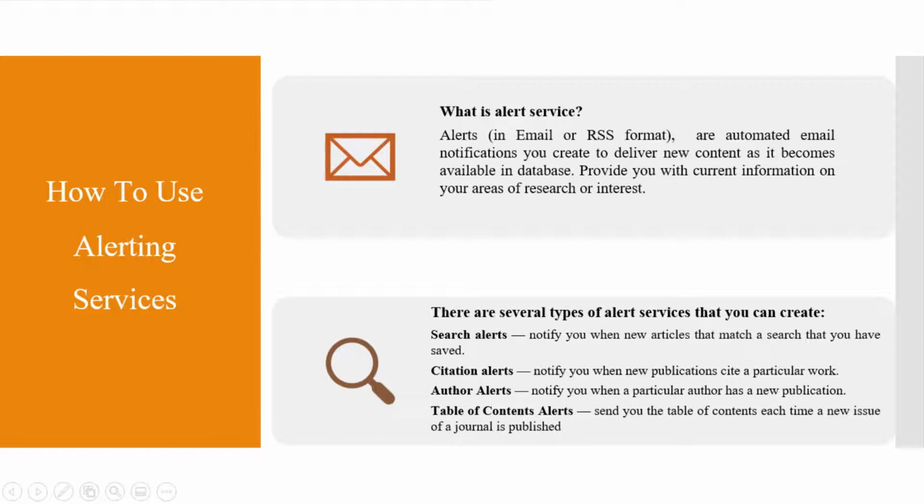Firstly, you have to register your personal account and don't forget to fill in your email address. Then, you will get the latest information from the database. This is an excellent way to keep informed of the latest research information. There are 4 types of alert service: search alerts, citation alert, author alerts and table of content alerts. Here are several examples of alert services.